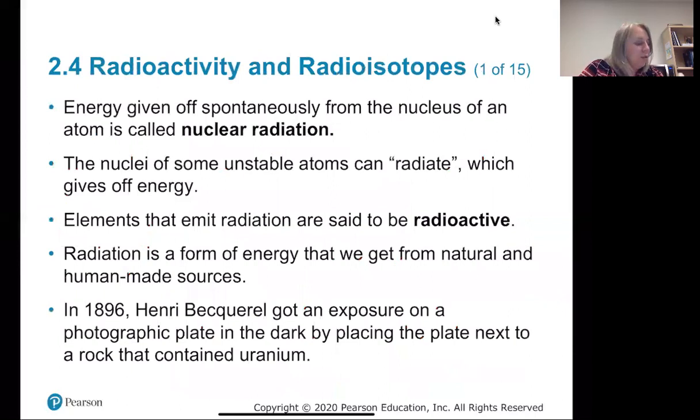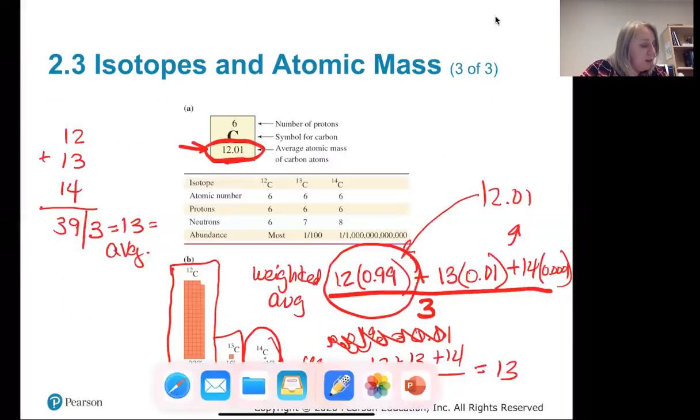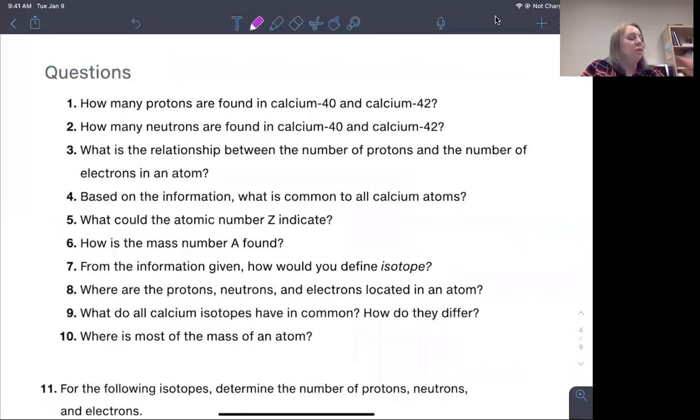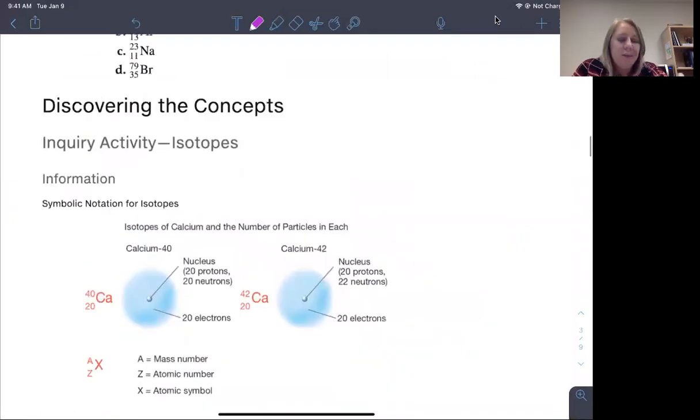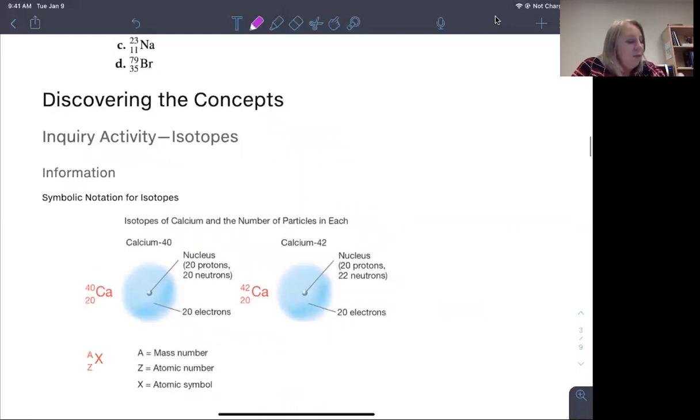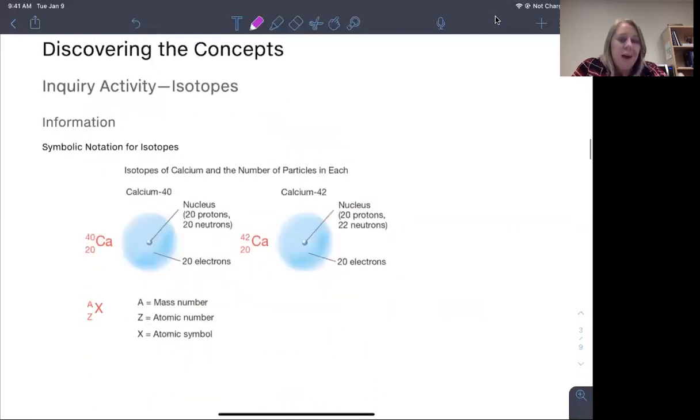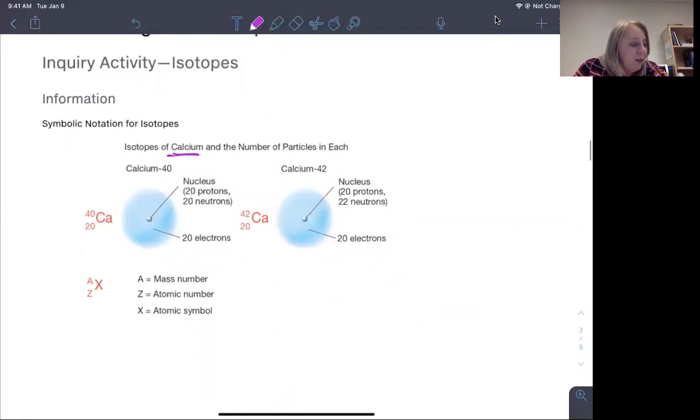Okay, so let's go do some problems real quick. All right, so we're gonna do this little inquiry thing, discovering the concepts, right? Okay, so we have 2 atoms here. They are both isotopes of calcium. And so we're looking at the number of particles in each. So inside the nucleus, we have 20 protons and we have 20 neutrons. And inside the electron cloud, we're not doing them as dots anymore. We're just saying, okay, here's the cloud.